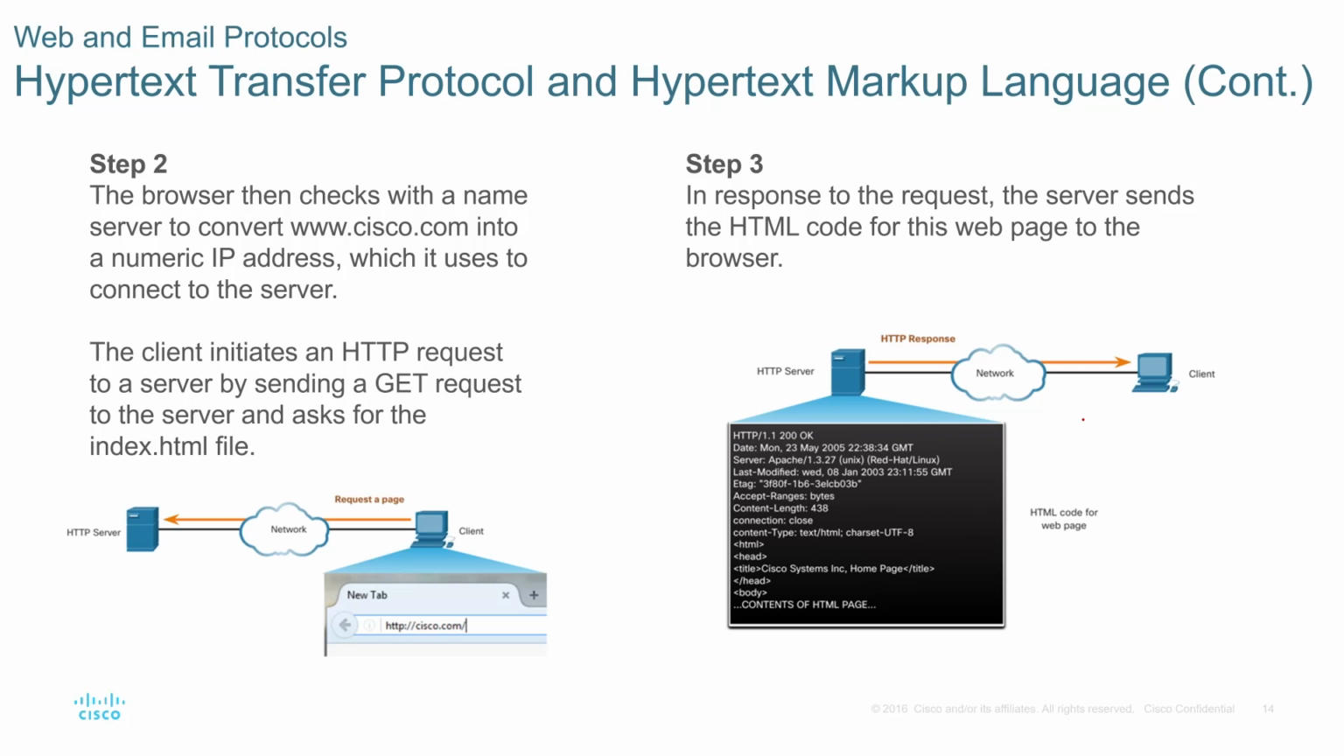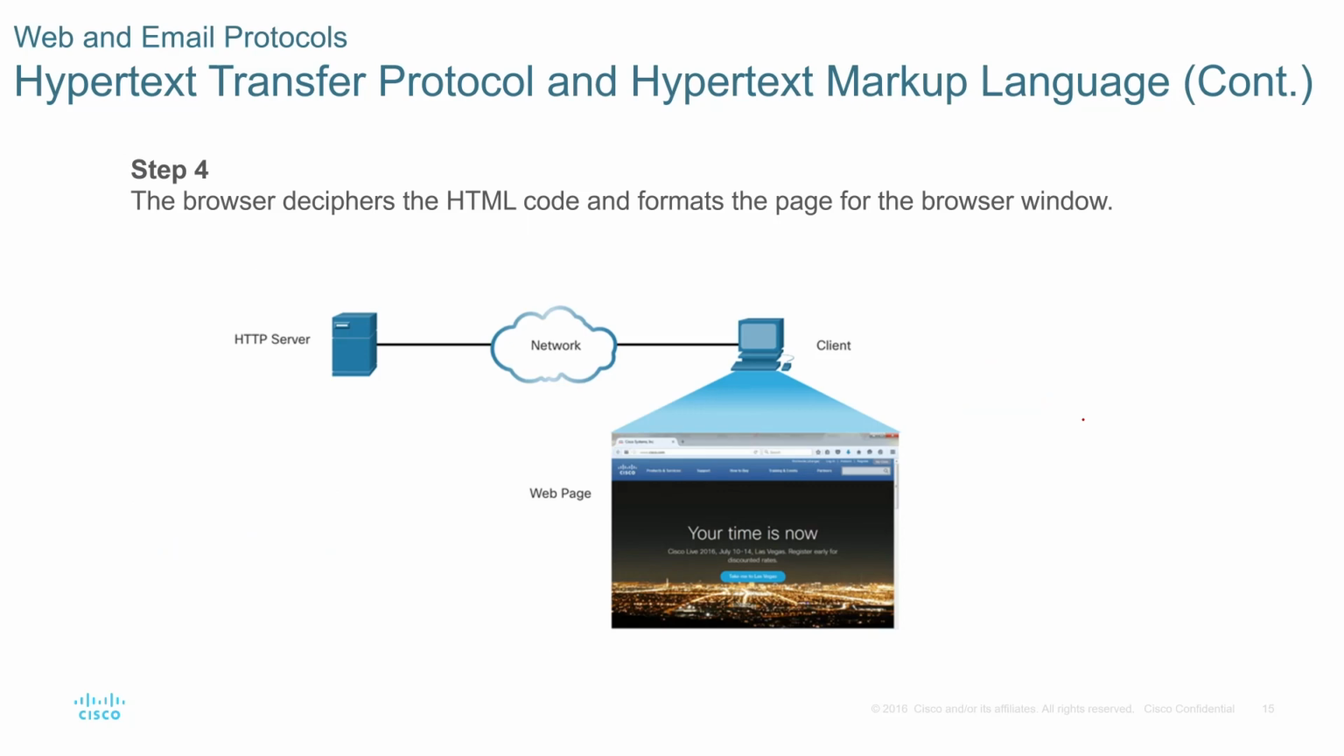In response to the GET request, the server will then send the HTML code for that particular web page. Once the web page has been downloaded, the connection is severed. At each time a selection is made on a web page, the connection is reestablished to get the data. Step 4, the browser will decipher the HTML code and formats the page for the browser window.